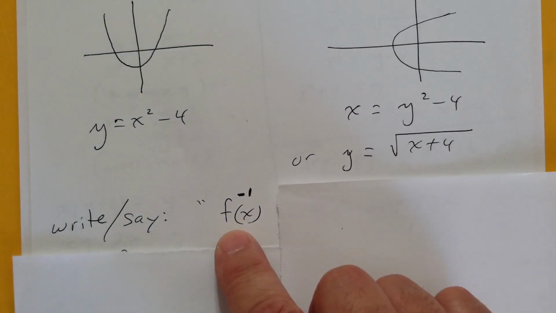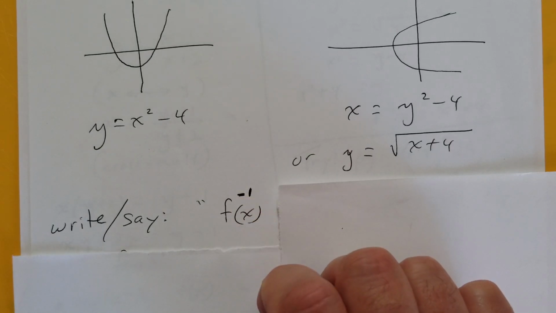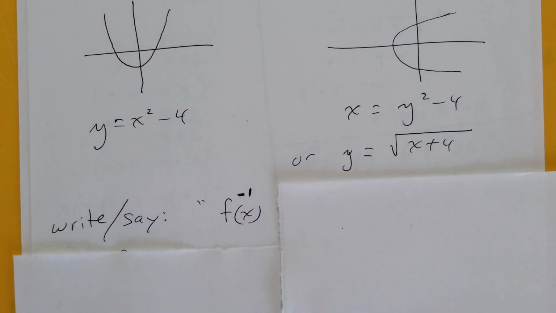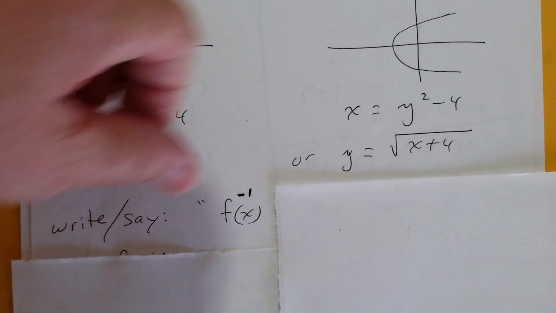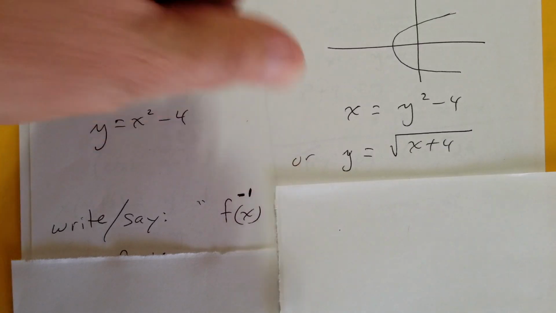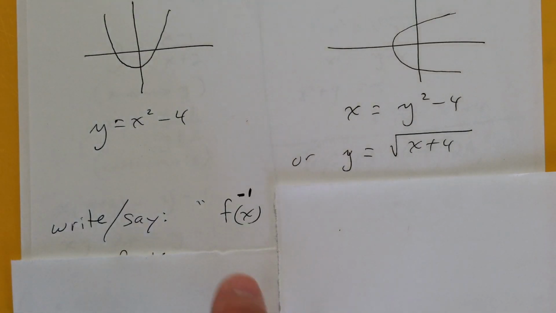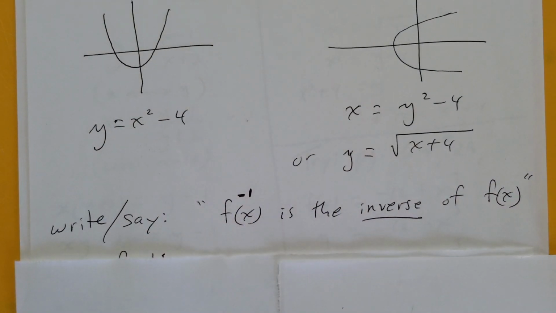If you see f of x with a little minus 1 power here, that means we're talking about the inverse of f of x. So you would say inverse f of x here, right? If you didn't see it, you would just say f of x. But if you saw it, you would say inverse of f of x, so we know where it came from. We took f of x, we swapped x and y, and we got inverse f of x. Okay? So this symbol is the inverse of f of x.